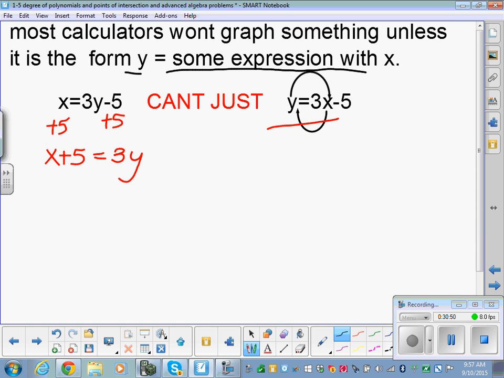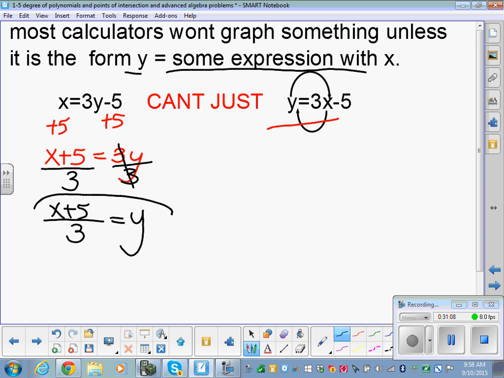What am I going to do to get Y alone? You divide because you were multiplying. Well, division undoes multiplication, so you divide both sides by 3. So over here on the left, I have X plus 5 all over 3 is equal to, and then they divide out and we get Y. Is Y all by itself? We've reached our goal and we're done. We did the algebra behind it. Let's do another one.